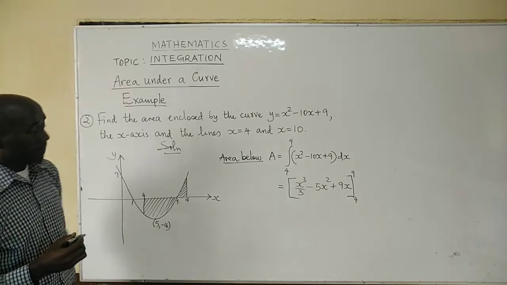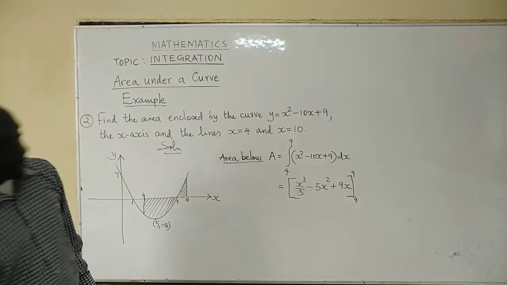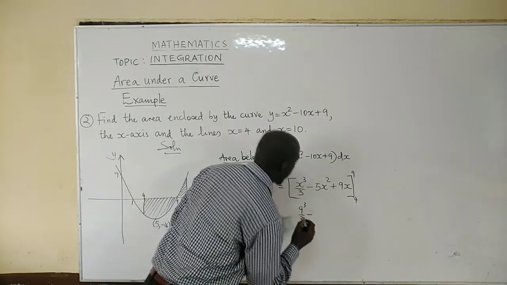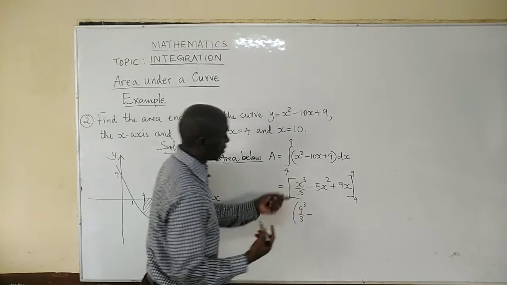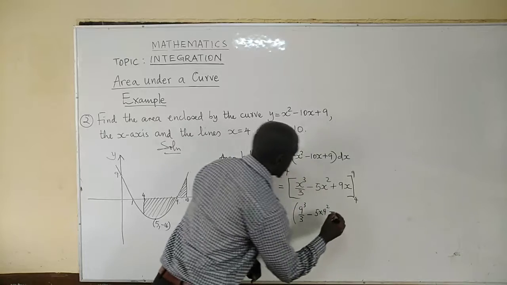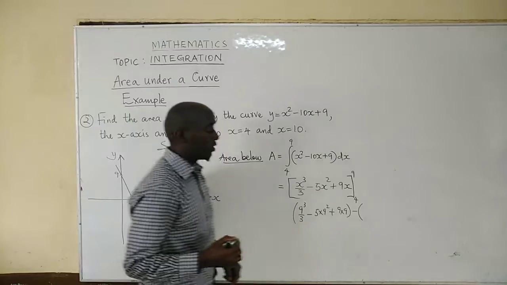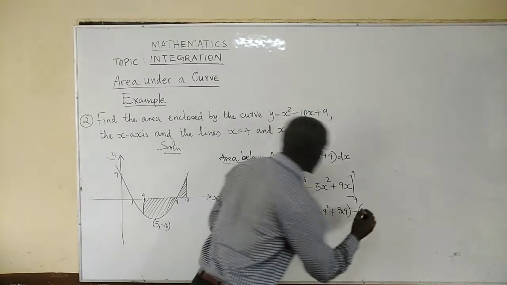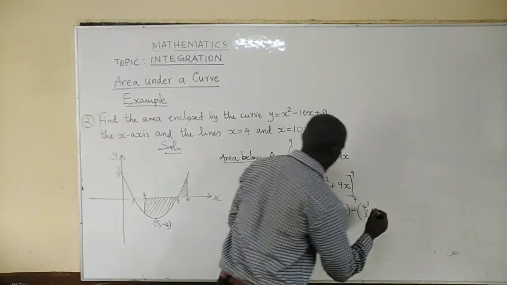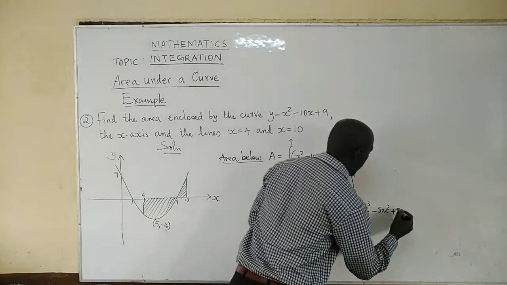Now substitute. If you substitute, you will get 9 cubed over 3 minus 5 times 9 squared plus 9 times 9. You substitute first the upper limit. Minus, now substitute the lower limit, 4 cubed over 3 minus 5 times 4 squared plus 9 times 4.